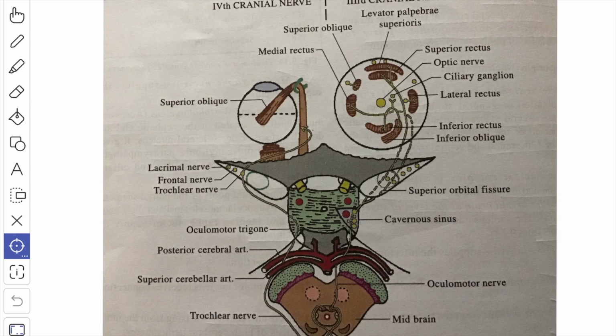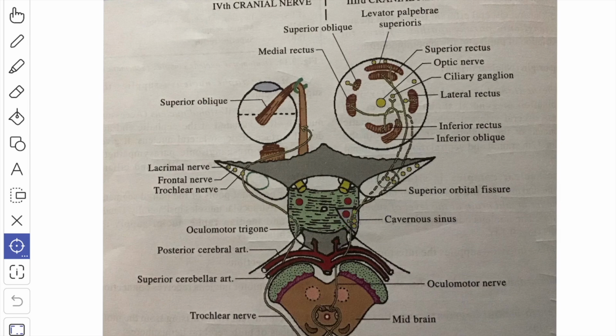Then it pierces the arachnoid mater and appears in the triangular area of dura mater in front of the crossing of the fixed and the free margin of the tentorium cerebelli. The nerve then pierces the meningeal layer of the dura mater lateral to the posterior clinoid process. Then it passes forward within the lateral wall of the cavernous sinus.